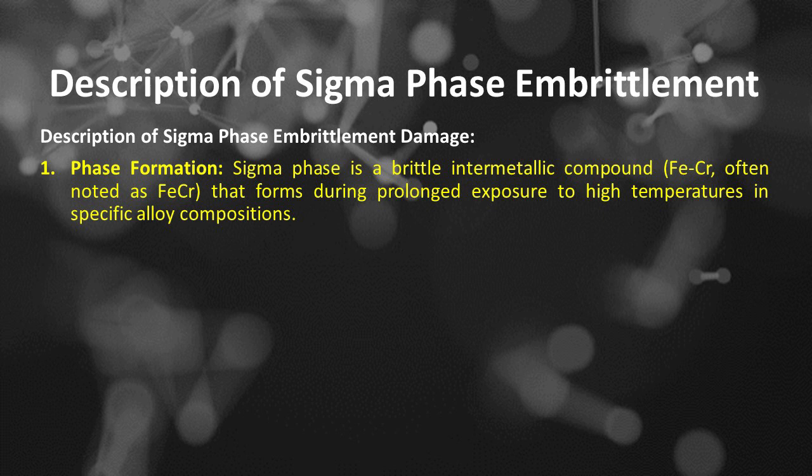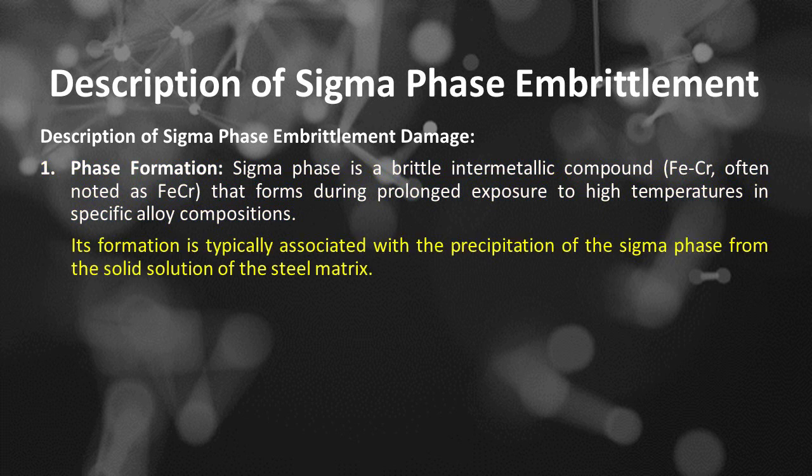Number 1 is phase formation. Sigma phase is a brittle intermetallic compound, or FeCr, often noted as FeCr, that forms during prolonged exposure to high temperatures in specific alloy compositions. Its formation is typically associated with the precipitation of the sigma phase from the solid solution of the steel matrix.